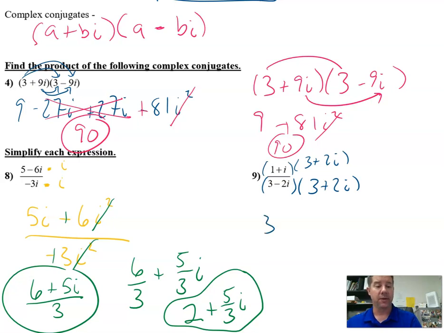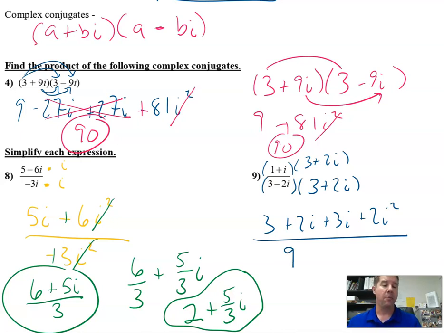All right, so on the top, I've got to double distribute. 1 times 3 is 3. 1 times 2i is 2i. i times 3 is 3i. i times 2i is 2i squared. On the bottom, we said we can take a shortcut, and we can just multiply the fronts. 3 times 3 is 9. And we can multiply the backs. Negative 2i times 2i is minus squared. Okay? Or minus the backs.